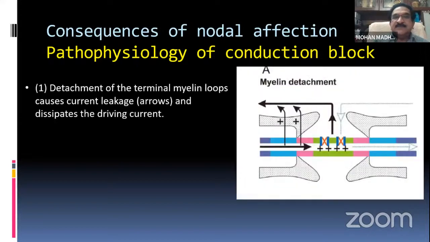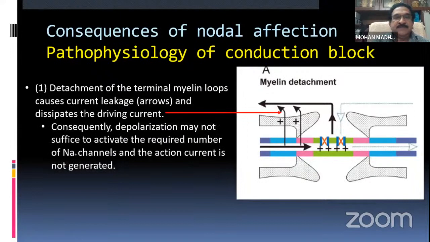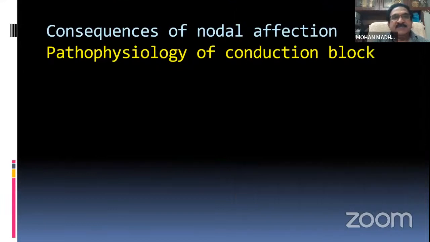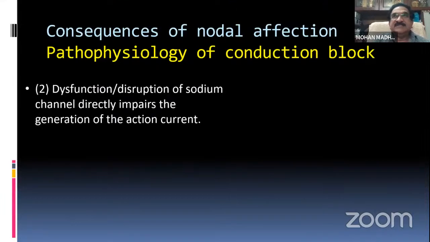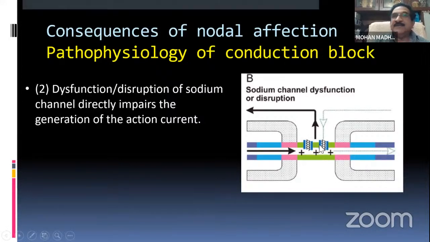Now, what happens is the detachment of the terminal myelin loops here, as you can see, causes current leakage, as shown by the arrow here, and dissipates the driving current. Consequently, the depolarization may not be sufficient to activate the required number of sodium channels, and the conduction current is not generated, producing a conduction block in nodal. The other mechanism is a direct disruption of dysfunctional sodium channels, which are disordered here, which impairs the generation of action current. So by these two mechanisms, there can be conduction block due to nodal pathology.